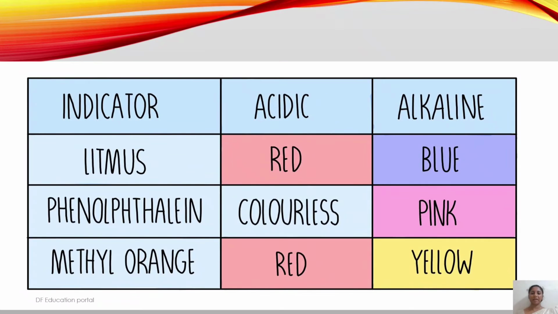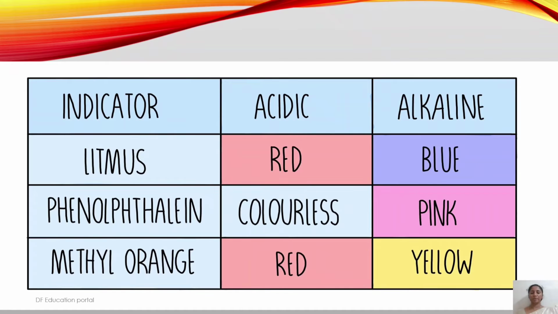In the previous class, we discussed the types of indicators: natural, synthetic and olfactory indicators. These indicators are used to detect acidic and basic media. Litmus is an example of a natural indicator, and it shows red color in acidic medium and blue color in alkaline medium. Phenolphthalein and methyl orange are examples of synthetic indicators.